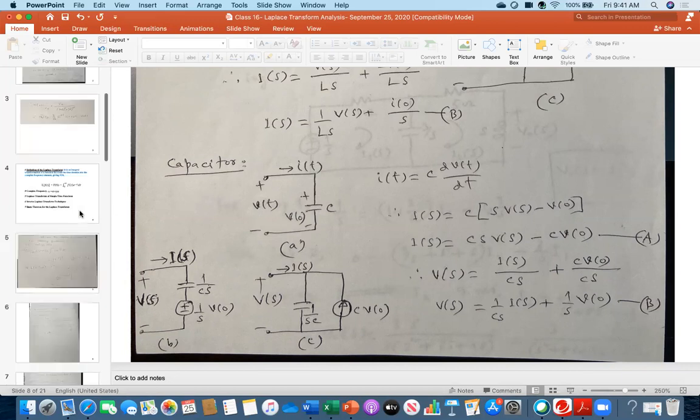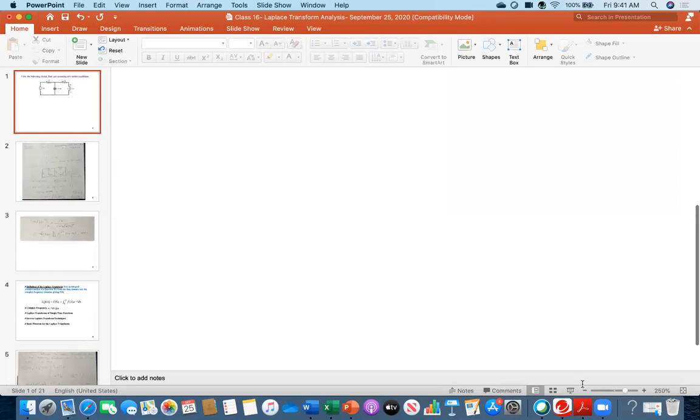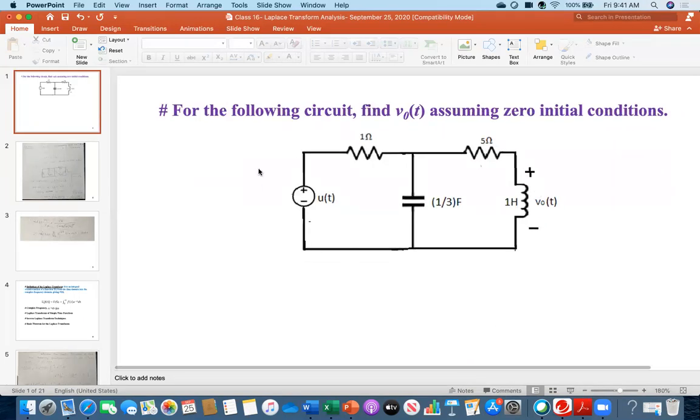Okay, so now everybody come back. The problem I was discussing in the last class, once again, I would like to show you. Now everybody see, this was my problem. For the following circuit, find V naught, assuming zero initial condition. So I have to find the voltage here.